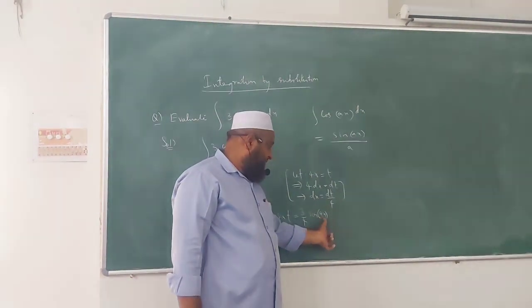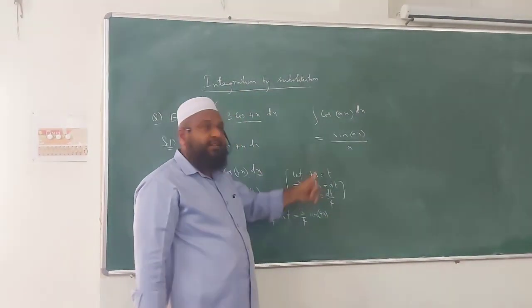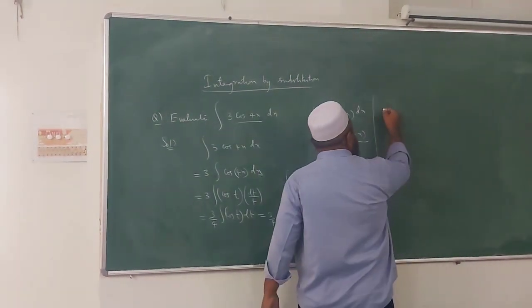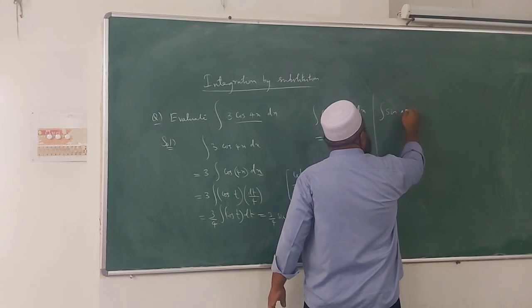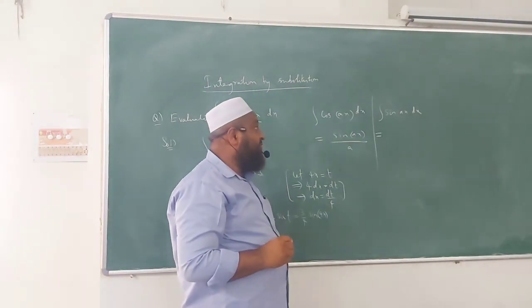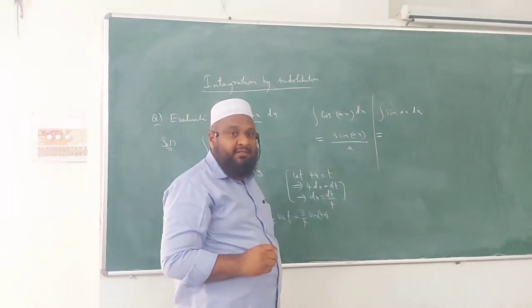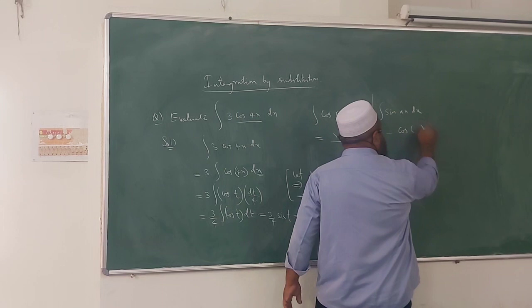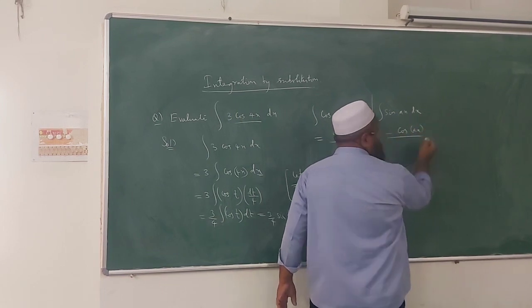That 4 is the derivative of this 4x, that a. So what will it be in the case of sin ax? You can make a conclusion. I hope you will be able to tell. What will it be now for sin ax? Minus, very good, cos ax by this a.